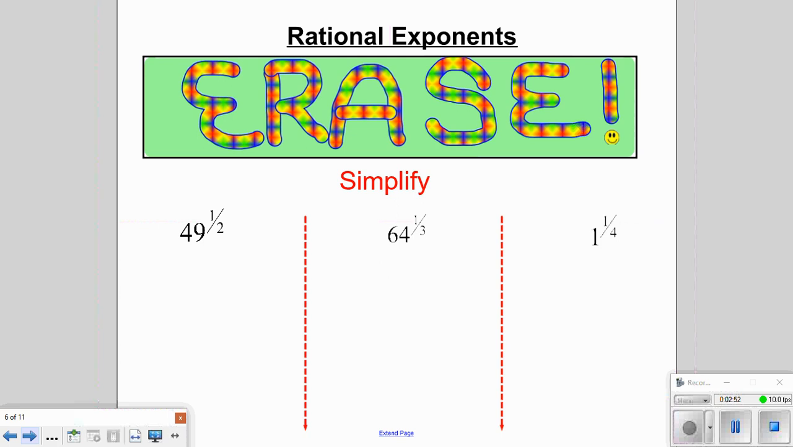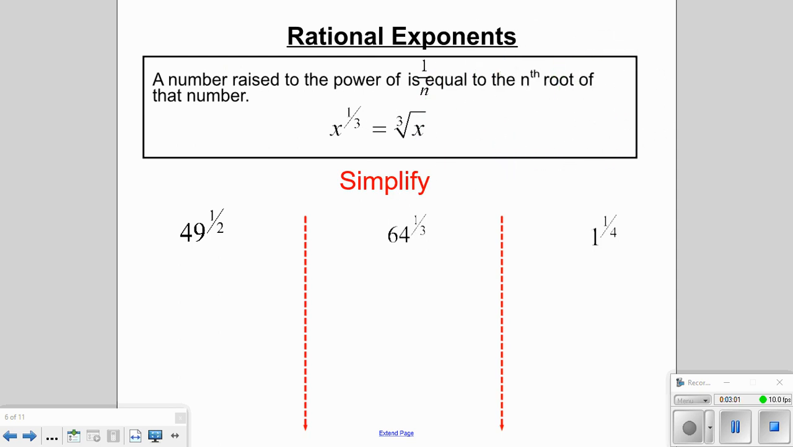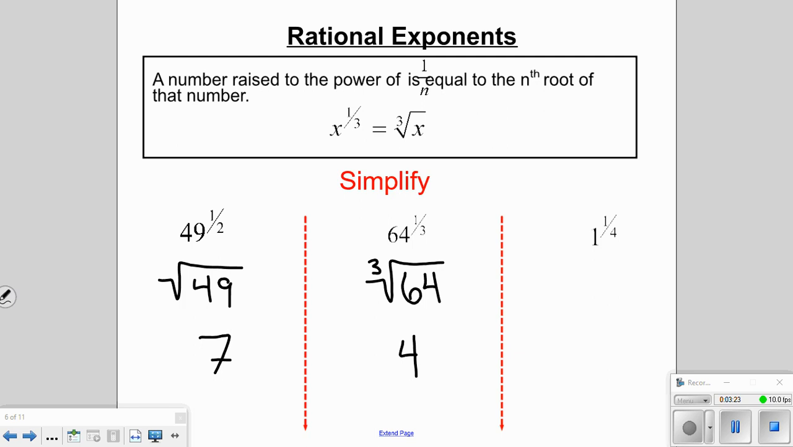Next up, we got to talk about rational exponents. They are basically the same exact thing as saying that something is raised to a certain power. So 49 to the 1/2 power is just like saying the square root of 49, which is 7. 64 to the 1/3 is like taking the third root of 64, which is 4. The fourth root of 1 is the same thing as saying 1 to the 1/4 power, which is just 1. So nothing too crazy, just a different way to represent it.